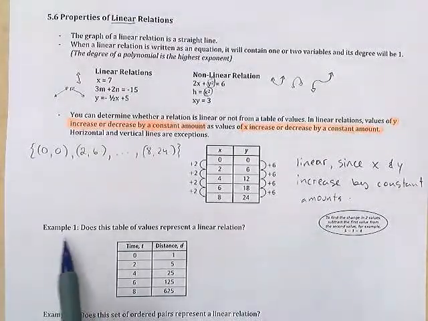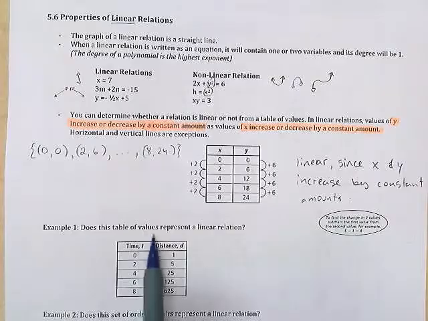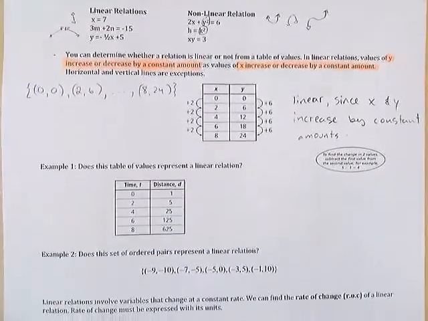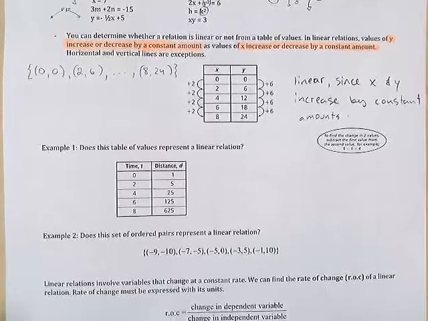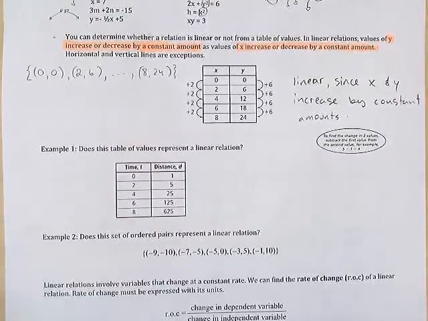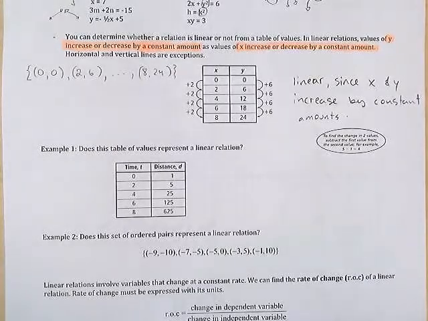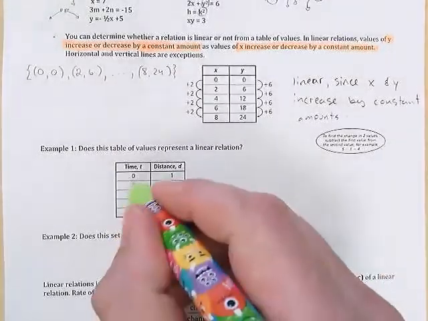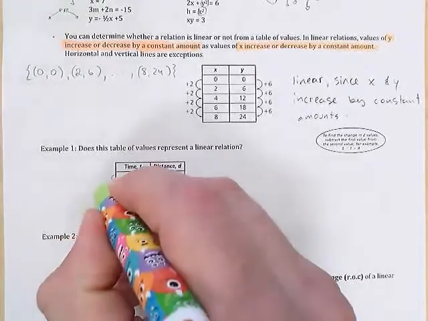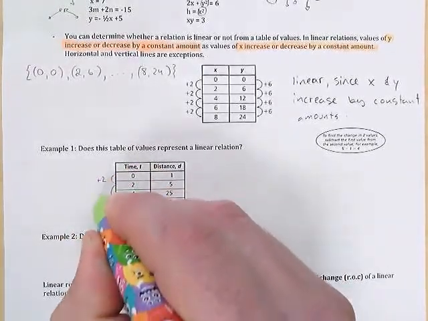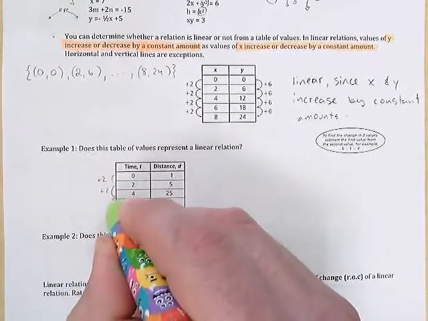Here we go. Example 1. Does this table of values represent a linear relation? So they're basically asking you, without graphing, would this produce a straight line? Okay. So we check, right? Here we notice that it's going up by 2. That's important to recognize what's happening, right? You're going up by 2 the whole time.